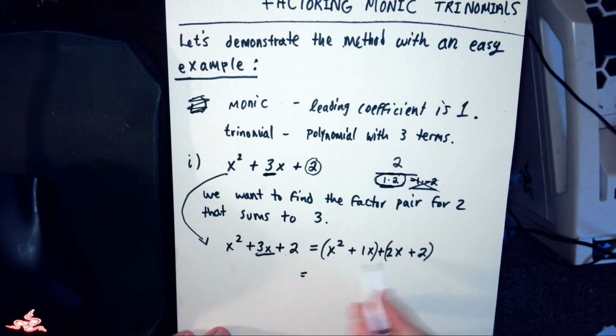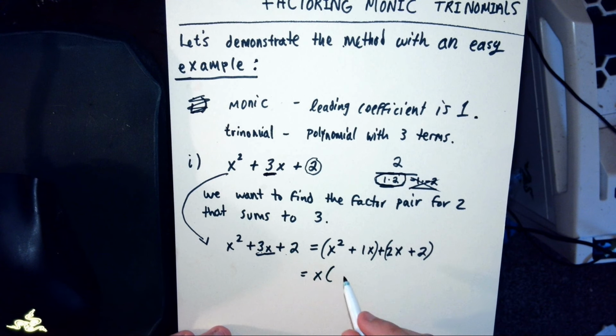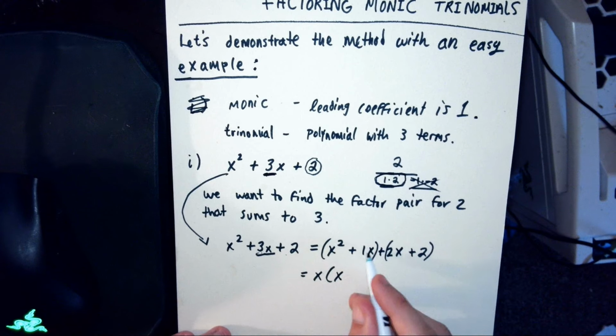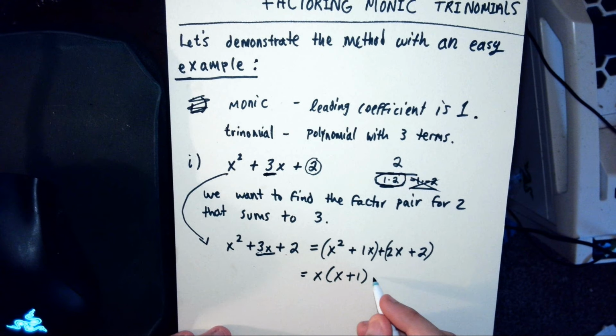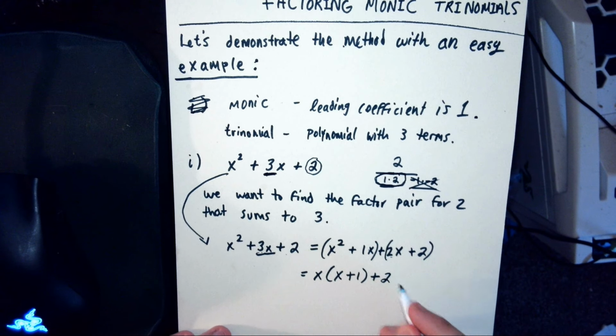In particular, with x squared plus 1x, the greatest common factor is just x. And when we factor an x out of x squared, we're left over with just an x. And then x times 1 gives us x. So there we factored out an x. And here we have a 2x and a 2, so we'll factor out a 2. And then on the inside we'd have x plus 1.